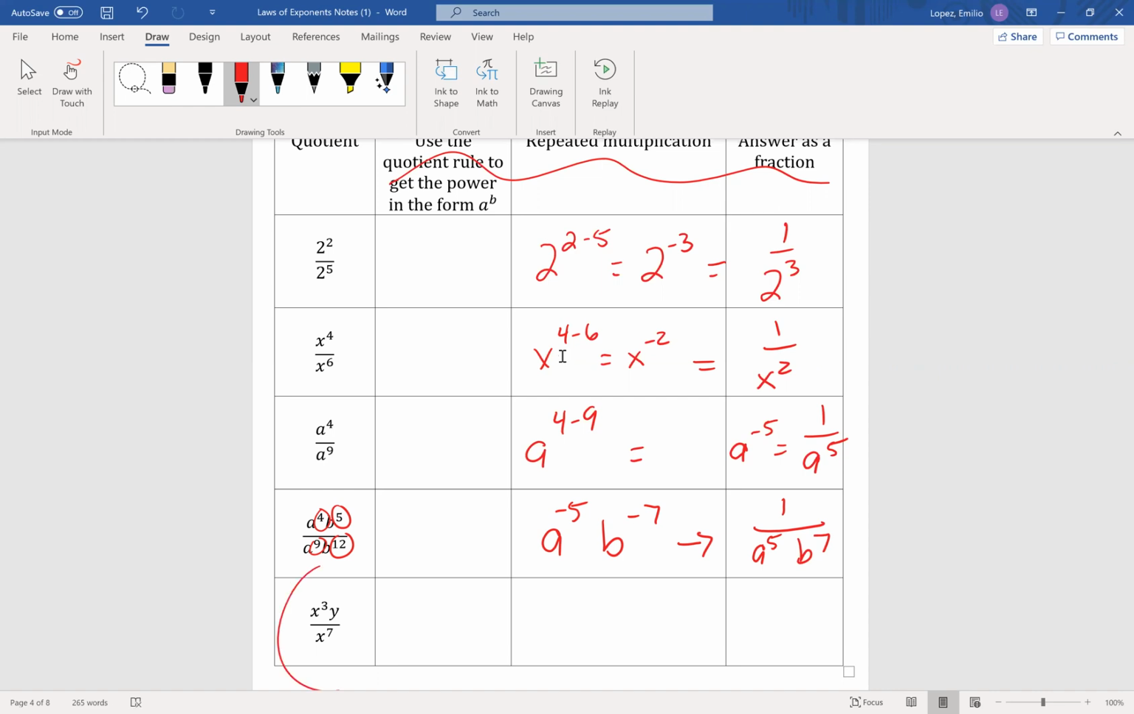For this example here, we're going to subtract 3 and 7. So that gives us x to the negative 4. But the y is positive. The y doesn't have anything to get rid of. If it's a negative exponent, it goes in the denominator. If it's positive, it goes in the numerator. So the answer is y over x to the 4th.